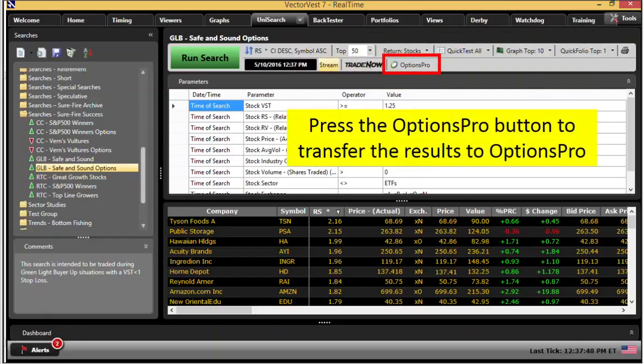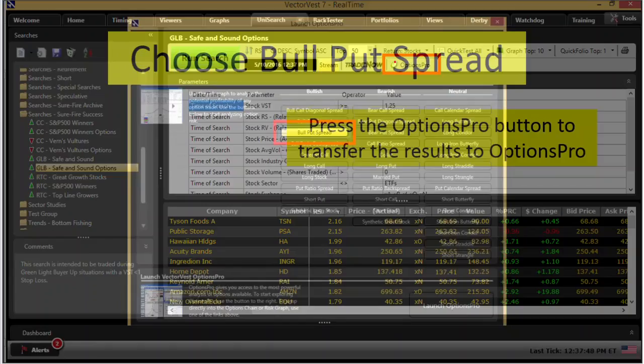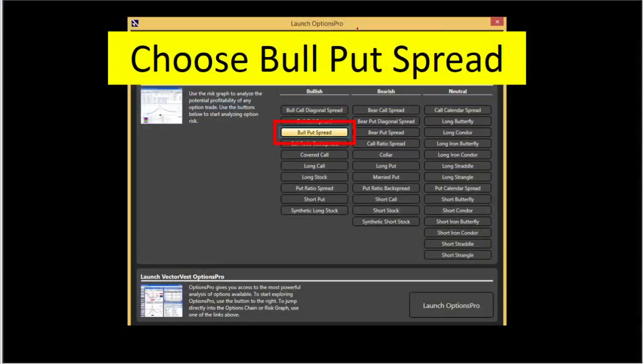Once that scan is done, in my Unisearch, what we did in Module 4, I showed you how to just do a graph. We're going to click the Options Pro button on the Unisearch. It's right up here under your main Options toolbar. Inside of that, we've got a screen that pops up that says Launch Options Pro.